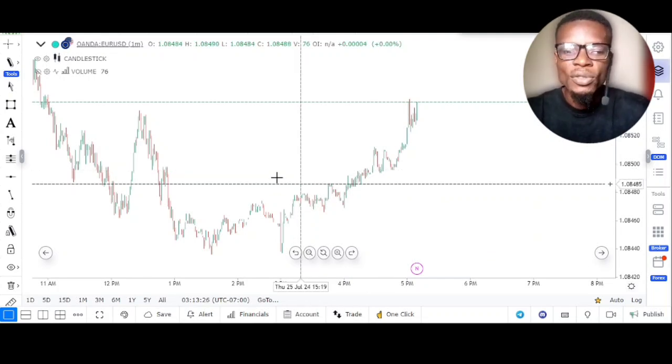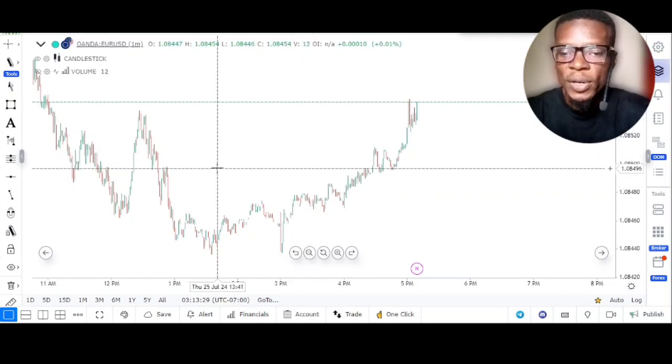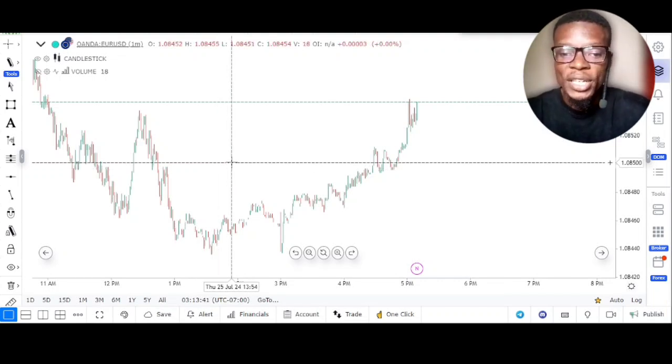Now, I was able to identify this trend through the power of price action. As far as I'm concerned, price action is all you need to be a profitable trader. So if you are still focused on these indicators, then you are doing it wrong.